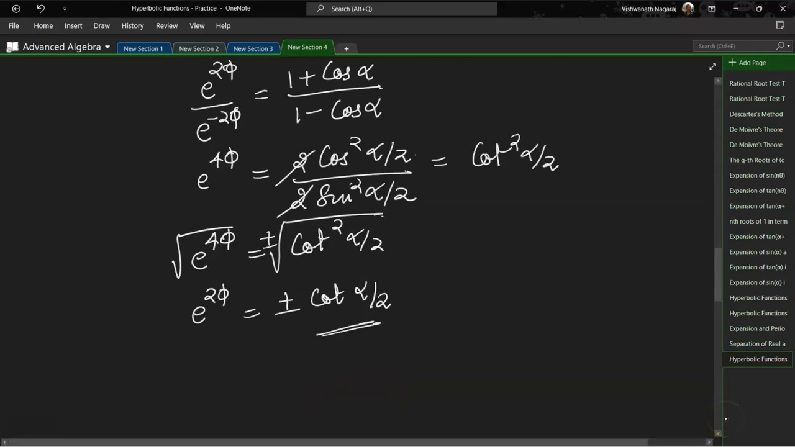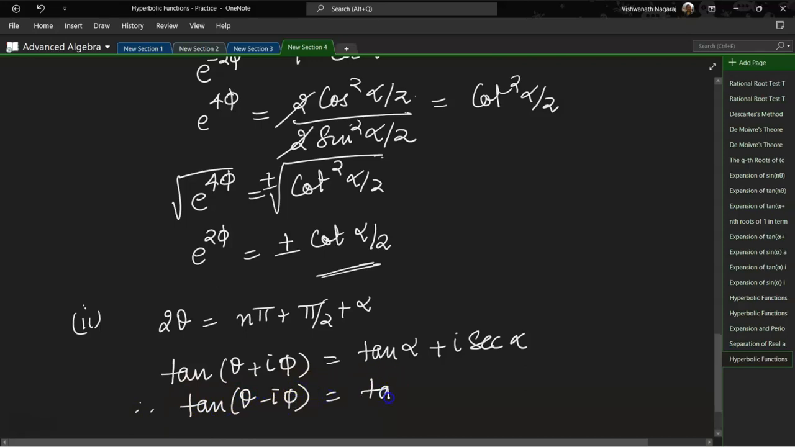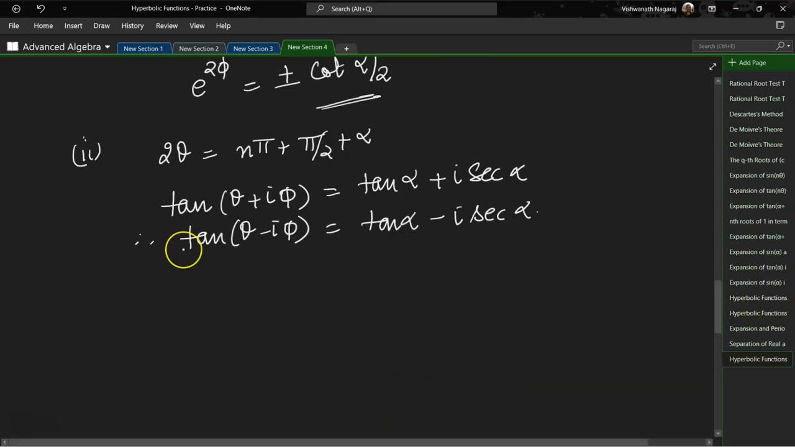Okay, that is the first part. Now the second part says we have to prove 2 theta is equal to n pi plus pi by 2 plus alpha. Now remember, we already have this given to us, theta plus i phi is equal to tan alpha plus i sec alpha, from which we infer that theta minus i phi is equal to tan alpha minus i sec alpha. So how do we proceed? We have 2 theta. Remember in the previous example I mentioned. So let's take tan 2 theta.